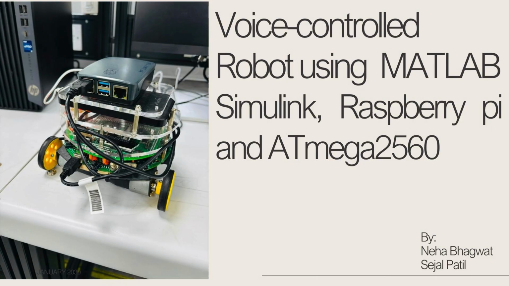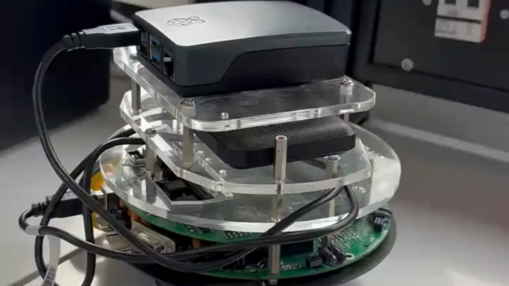Traditionally, mobile robots are controlled using remote controls or mobile applications. However, these methods require manual interaction and may not always be convenient. Our project aims to provide a more natural way of controlling a robot using simple voice commands. The robot listens to the user's commands, recognizes them, and performs the corresponding movement in real time. Along with voice control, the robot is also equipped with the obstacle avoidance feature, making its operation safer and more reliable. Now, let us look at the hardware and software used to implement this project.